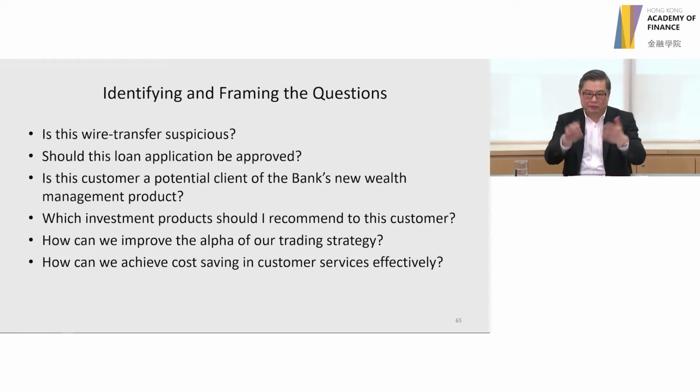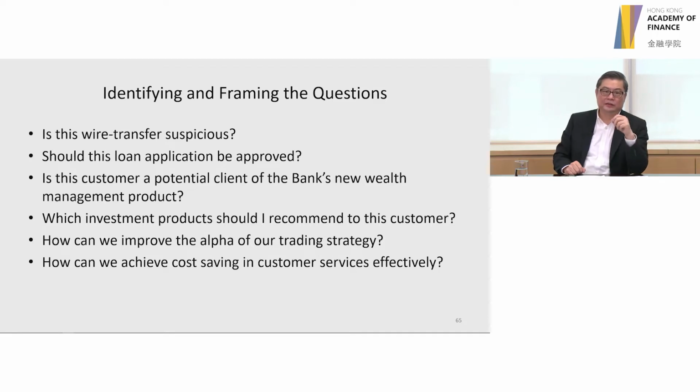So here are some examples in the finance world. Is this wire transfer suspicious? So the answer is yes or no. As you can see from this list of questions, a lot of the time, you can frame this as a classification problem. You have inputs coming in, and you want to classify the outcome into one of many options.